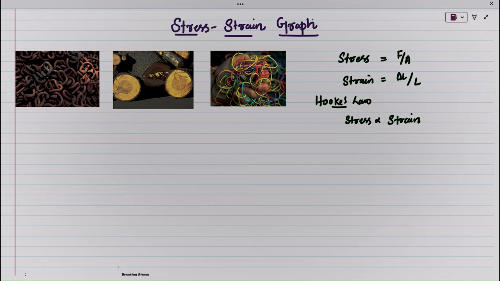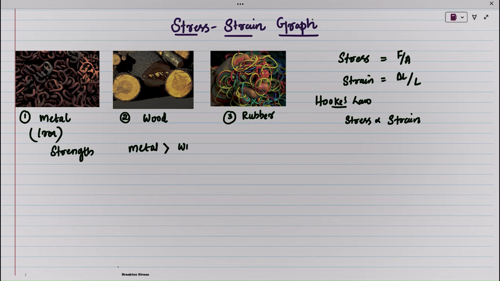Now, look at these pictures. In the first picture, we have a material, sometimes called a metal. It is iron, or steel maybe. That is, it is a metal. In the second picture, we have wood. And in the third picture, we have rubber. When we classify according to strength, we can say that metal has more strength than wood, and wood has more strength than rubber. So, for measuring strength, we have to apply some stress and find the strain for that.